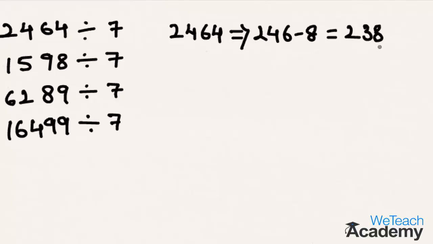Now, repeating the concept again, double the last digit and subtract it from the remaining number. We get 23 minus 16, which is equal to 7. Since 7 is divisible by 7, the given number is also divisible by 7.